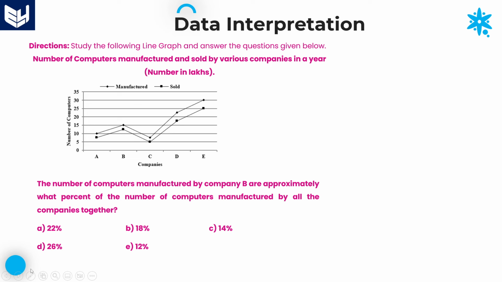Look at the fifth question, that is the last question in this session. Here the question is: the number of computers manufactured by company B are approximately what percent of the number of computers manufactured by all the companies together. So here we need to calculate the approximate percentage. Approximate percentage of what value?